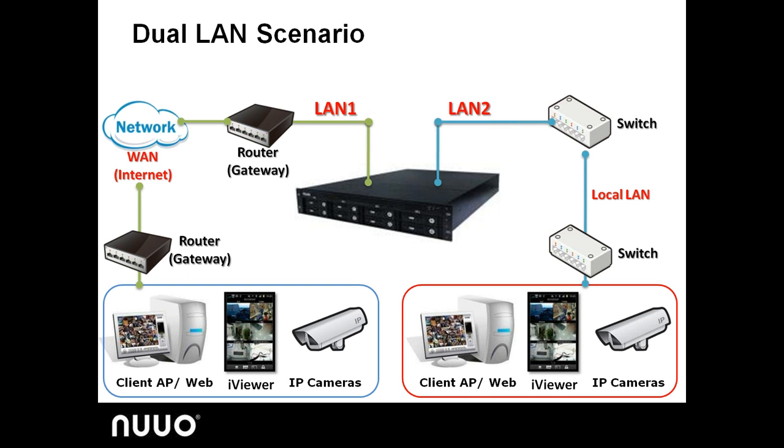And at the same time, the NVR LAN 2 is connected with the IP cameras by the local LAN. Also, in the local LAN, user can use the client application or access NVR web page directly. So the engineer only need to do port forwarding for this NVR, and he doesn't need to port forward each IP camera for remote user to see the IP camera's live view.